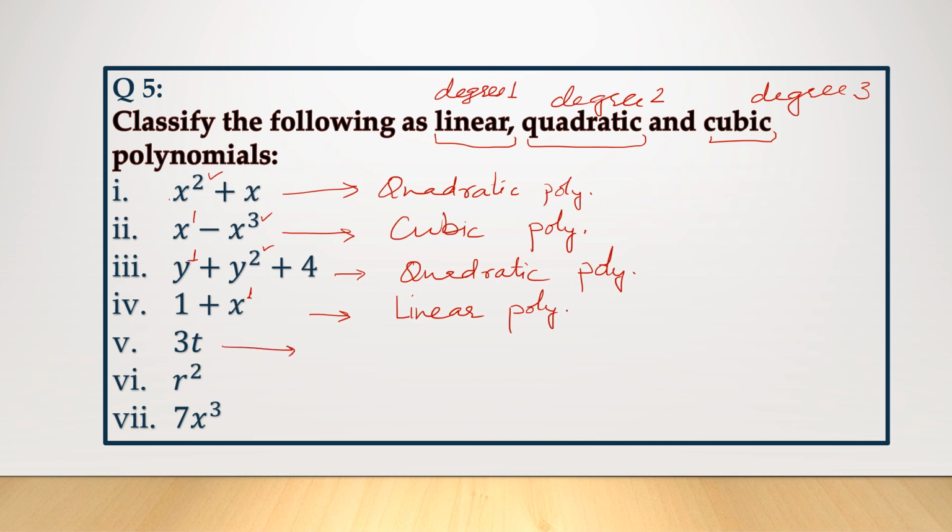3t. Again here the exponent is 1. So the highest power on the variable is 1. So this is a linear polynomial. r square, highest power 2, so this is quadratic because its degree is 2. This is a quadratic polynomial. 7x cube, degree here is 3, so this is a cubic polynomial.